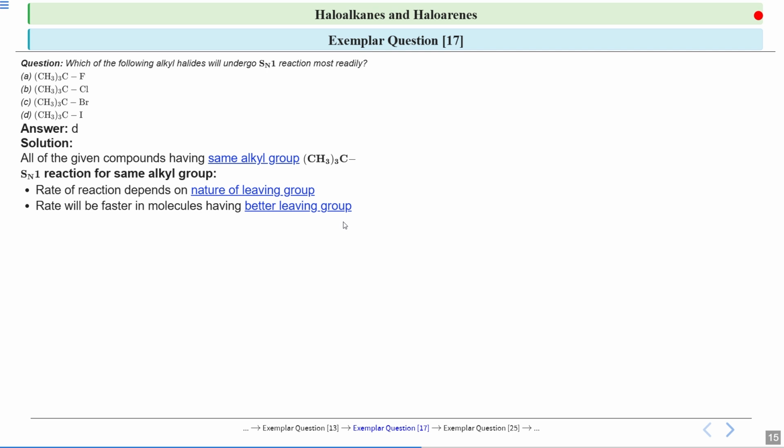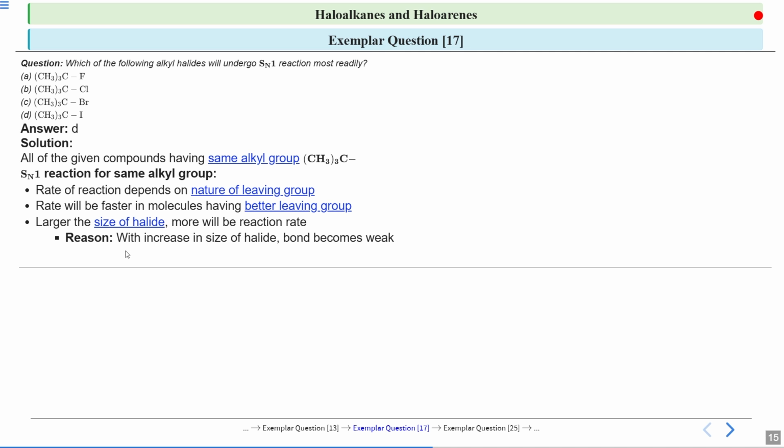So rate will be faster in the molecules having the better leaving group, because it can, without the need of much effort, leave from the molecule, leaving behind the carbocation, and then your incoming nucleophile can easily attack on the carbocation to form the product, right? So rate will be faster for those molecules which have a better leaving group. And if your halide ion size is larger, that means it will be the better leaving group. That means the reaction rate will be larger too, right?